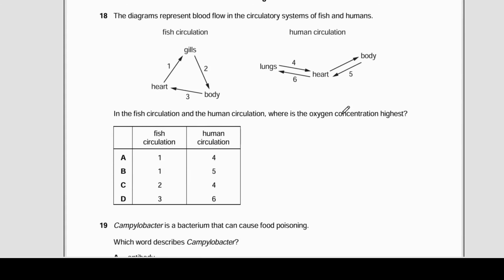Okay, the diagram represents blood flow in the circulatory system of fish and humans. So there is a fish circulation and human circulation. Okay, a single circulation and double circulation. In the fish circulation and the human circulation, where is the oxygen concentration highest? It would be 4 when it comes directly from the heart. Then some of the oxygen may be used by the heart before transporting it to the body. So yes, 4 is the one which has the highest concentration, so it's C.